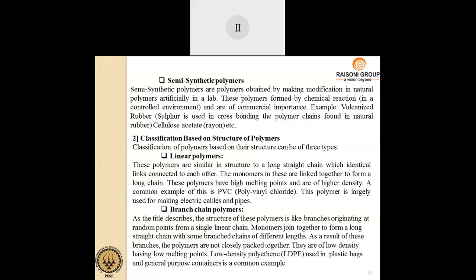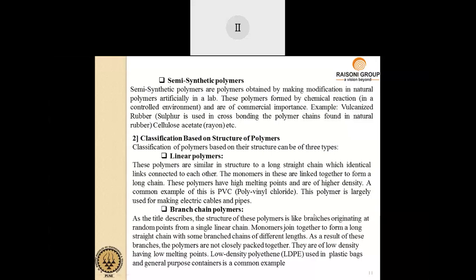So these polymers have high melting points and are of higher density, like PVC. Their structure is similar, and it is a long straight chain.